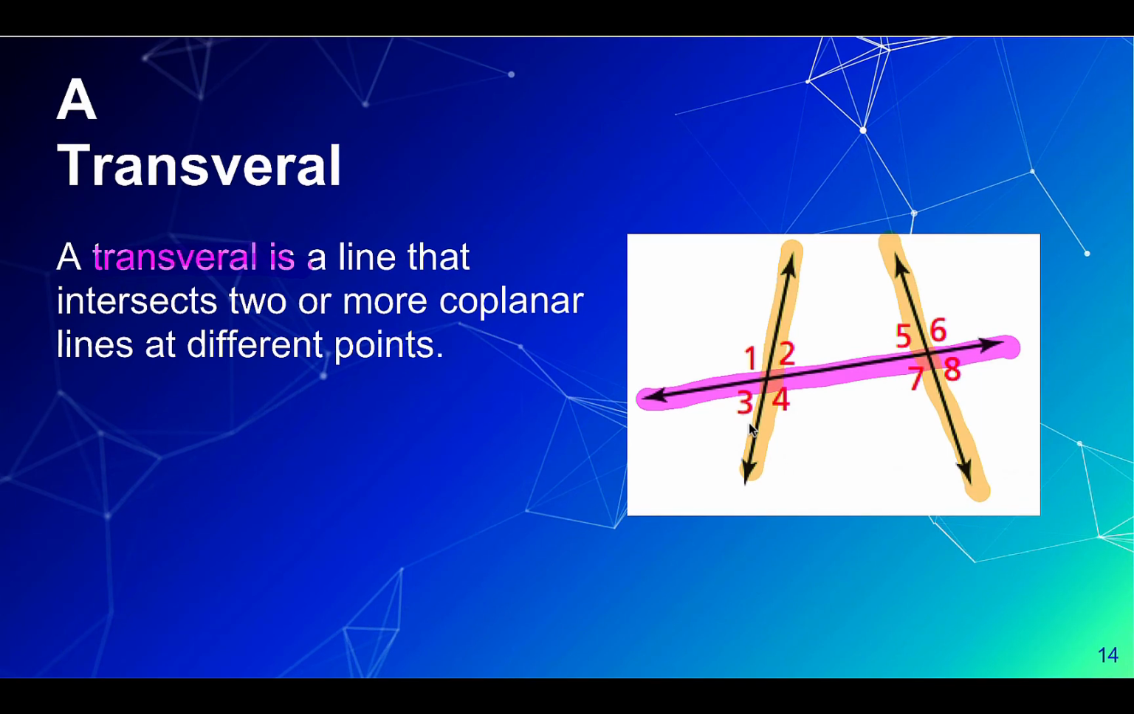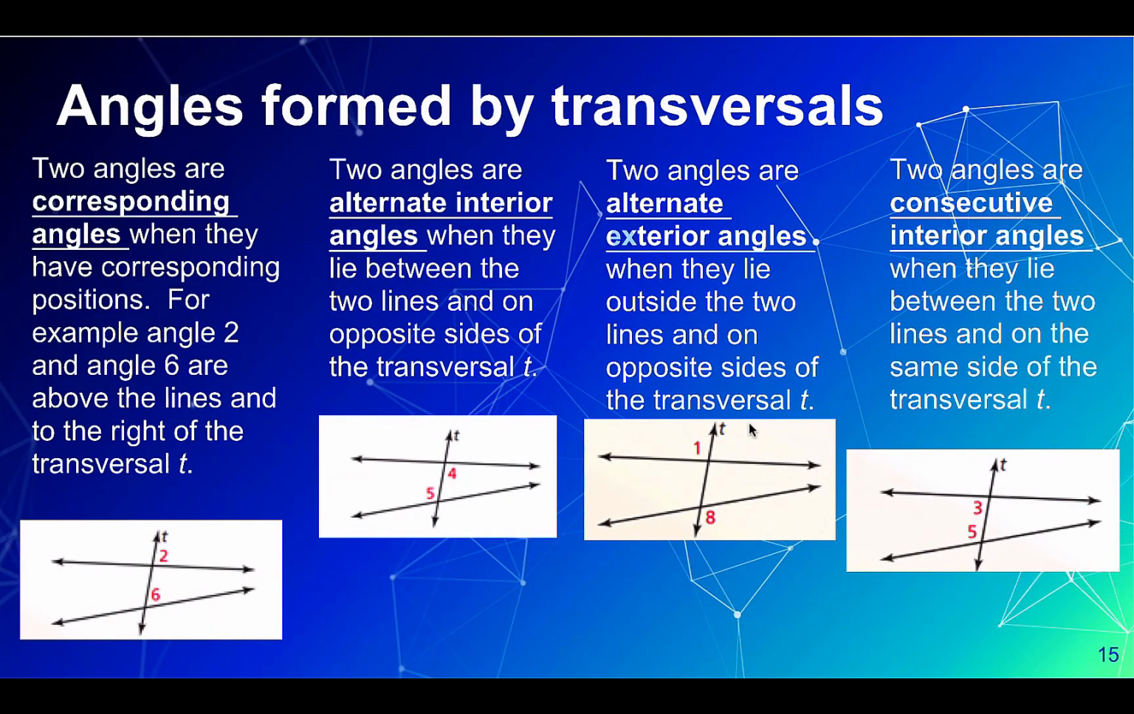So we have lots of definitions from that. We have numerous angles formed when a transversal cuts across lines. The first one is corresponding angles. They are angles that are formed when a transversal crosses two lines and we have corresponding positions. So 2 and 6 are both to the right of the transversal T and above the two lines. And there's numerous other spots that would have corresponding angles, and we're going to see those in the future.